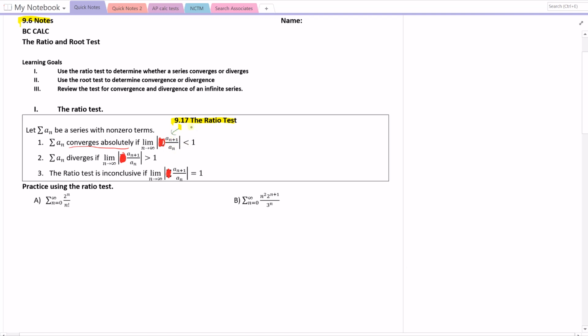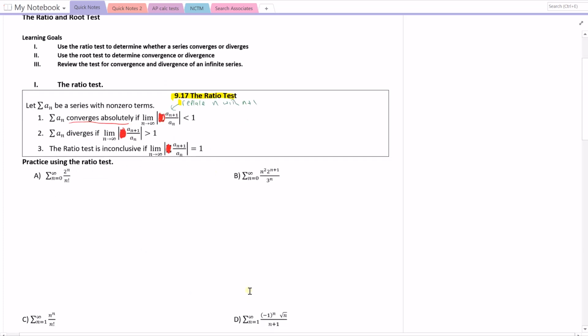So remember, you just replace the n with n plus 1. It's basically the next term. We need to show that the next term divided by the current term is always less than 1. That means it will converge. If we can show that that limit is greater than 1, then it will diverge. And if it equals 1, then it's inconclusive and we have to do something else. All right, so let's give this a shot.